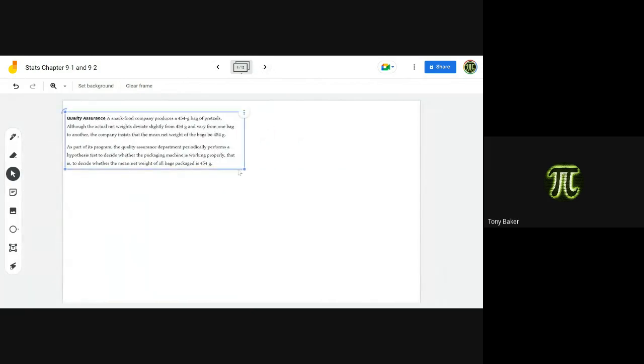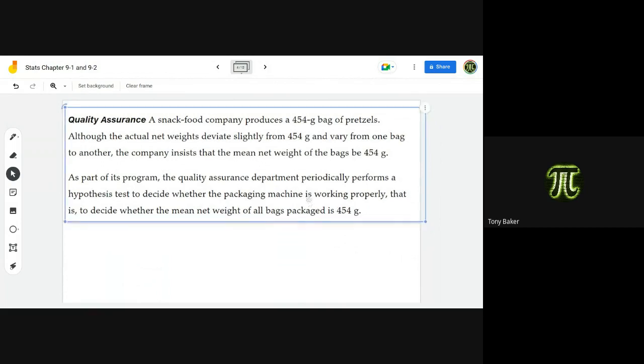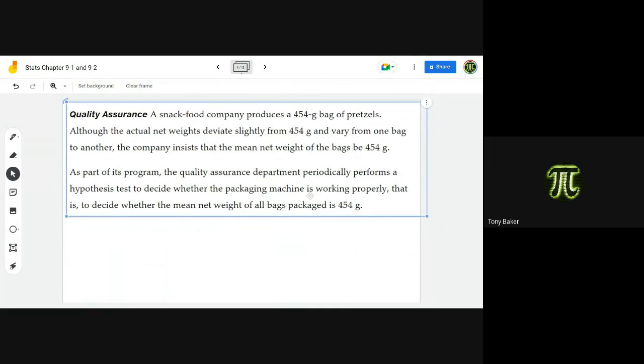No problem. All right, so let's look at a couple examples. What we want to do is figure out what the null hypothesis is, what the alternate hypothesis is, and what kind of test it is before we actually start doing the tests.